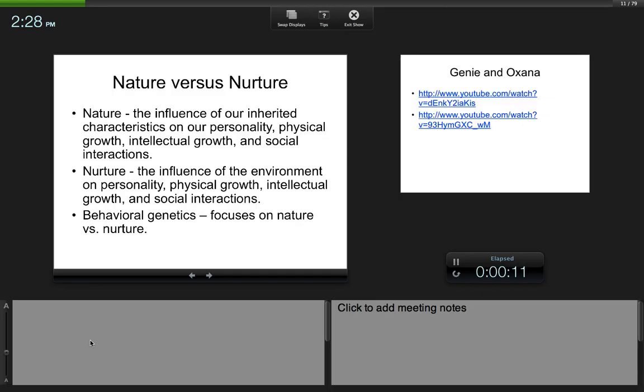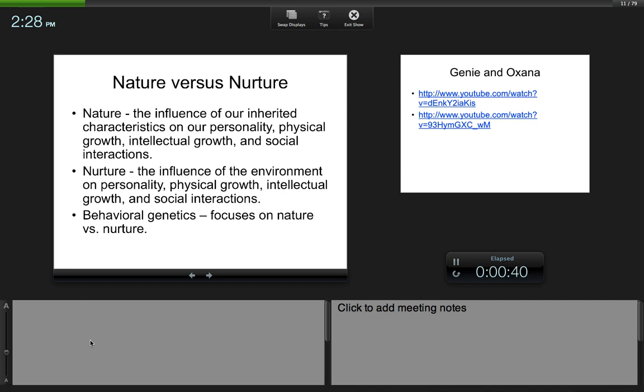Okay, with developmental psychology, this developmental approach, we can talk a lot about the nature versus nurture idea, right? So when we talk about nature, we're talking about all of the influence of what we have inherited. So what we've inherited and how it impacts our personality, how it impacts physical growth, our intellectual growth, our social interactions, right? So the role of genetics here, right? What we got or get from mom and dad.